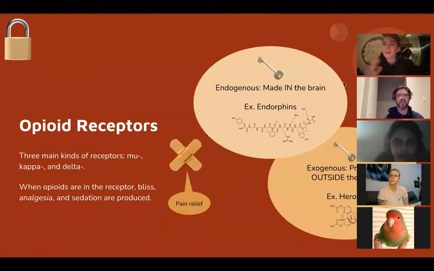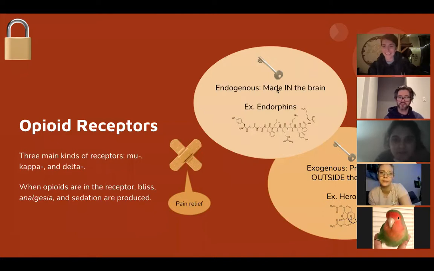Does anyone know which psychedelic acts on, I think, kappa opioid receptors? Salvia. Salvia, that's right. And what other one? There's another one. Starts with an I.